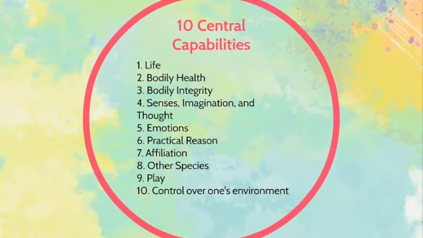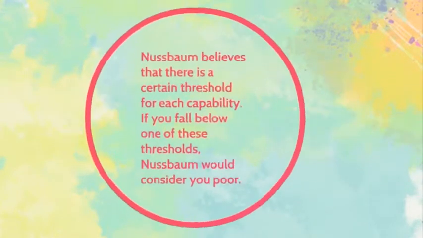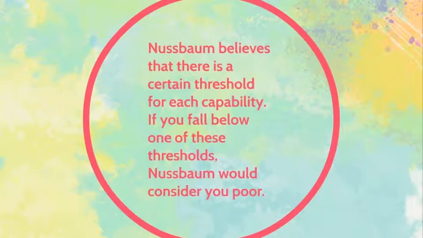She answers this question with her list of 10 central capabilities: life, bodily health, bodily integrity, senses, imagination and thought, emotions, practical reason, affiliation, other species, play, and control over one's environment. Nussbaum believes that there is a certain threshold for each capability. If a person is not living at or above that threshold, they are not living a dignified life and therefore may be considered poor. We believe Nussbaum's approach is extremely important in defining poverty. However, it is not possible to officially measure poverty by using these capabilities.